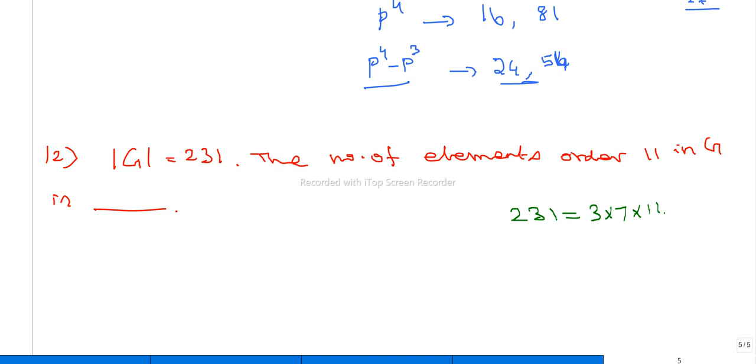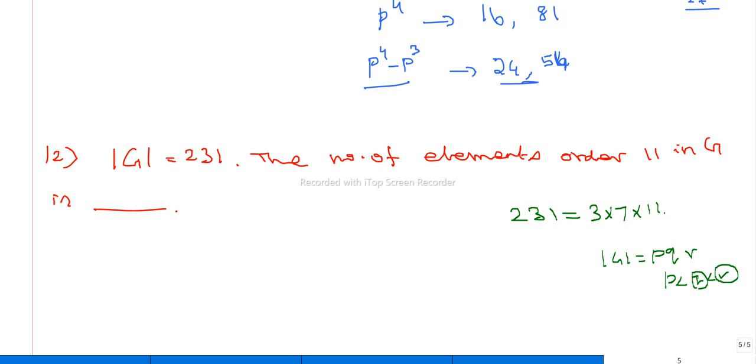Okay, now we have to find the number of elements of order 11. I think you will get only one 11 Sylow subgroup. Why am I saying that? There is a theorem: suppose a group has order the product of 3 primes p, q, r with p less than q less than r, then the group contains a normal subgroup of order r. Anyway, first we have to find the number of 11 Sylow subgroups.